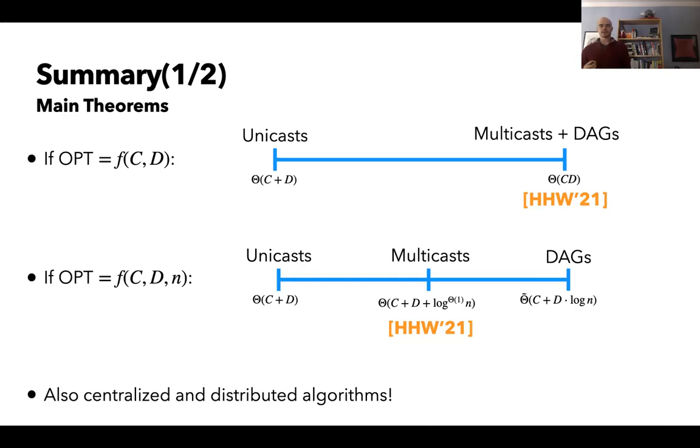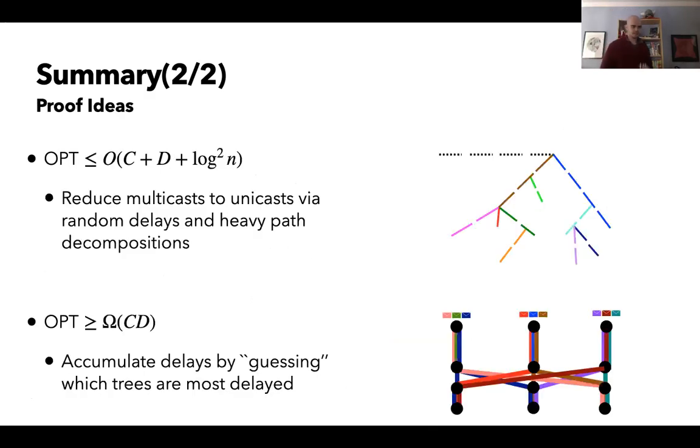But if we allow for the optimal schedule to be a function of C, D, and n, then you get this nice separation between unicast, multicast, and DAGs, where for unicast you have C plus D. When you go to multicast, you pick up an additive polylog, and then by previous results, when you go to DAGs, you pick up a multiplicative polylog. And we also gave algorithms, which I didn't talk about. Okay. So I talked about the main proof ideas behind these bounds.